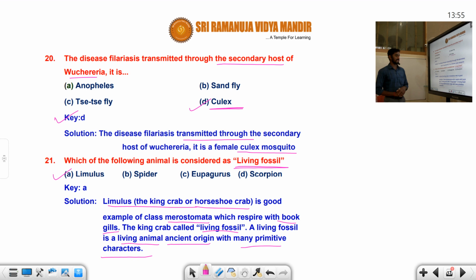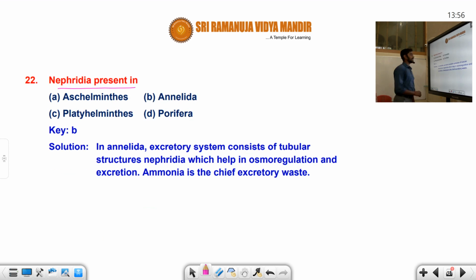The next, 22: Nephridia, it is present in? Nephridia are excretory cells. They are not present in Aschelminthes. Annelida is present. Platyhelminthes is also not present, and Porifera is also not present. Annelida has them. So here the correct option for 22 is B.